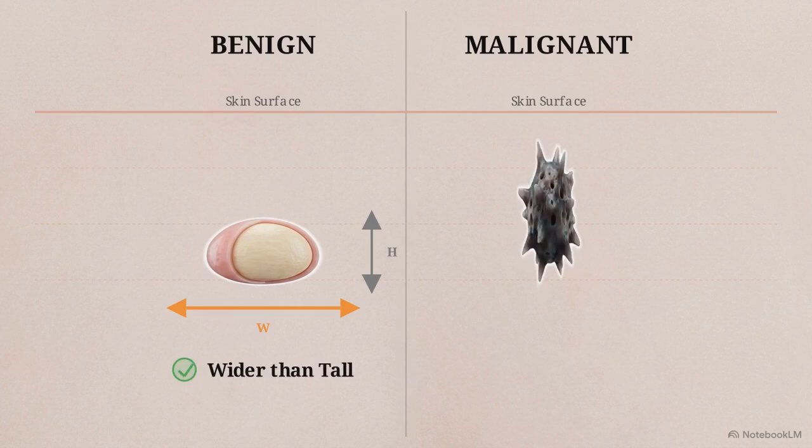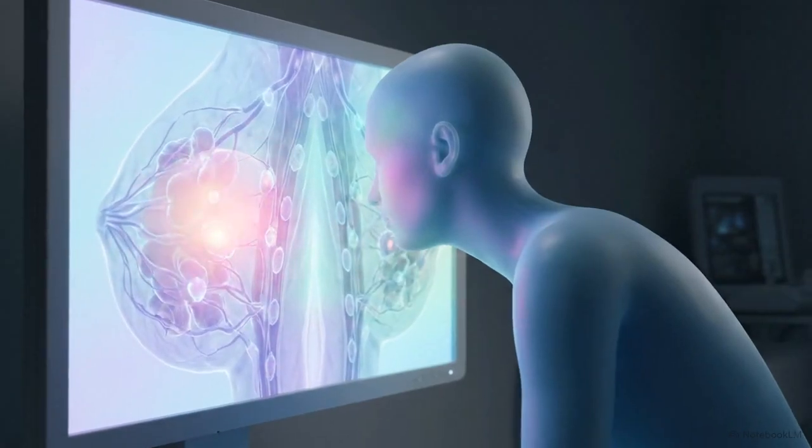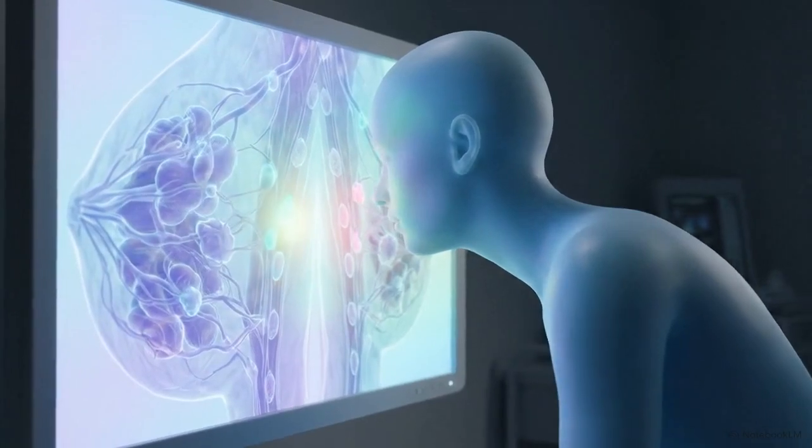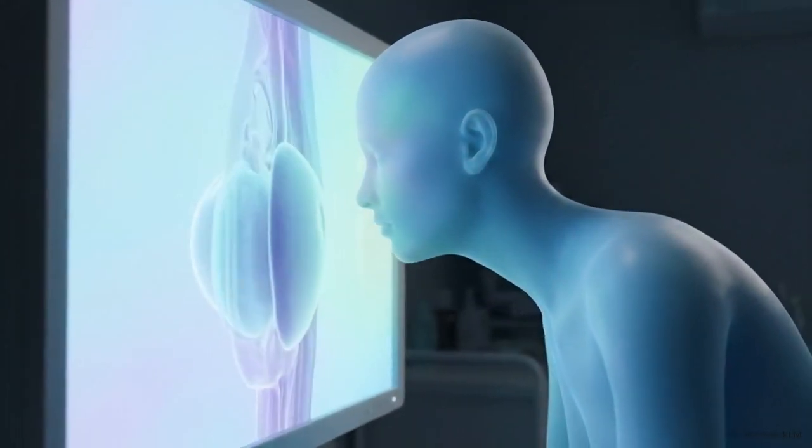Malignant lesions invade aggressively upward and downward, making them taller than they are wide, often accompanied by suspicious lymph nodes that have lost their normal fatty hilum. Radiological physics must perfectly match the patient's biological tissue density. Using the wrong modality guarantees fatal false negatives.